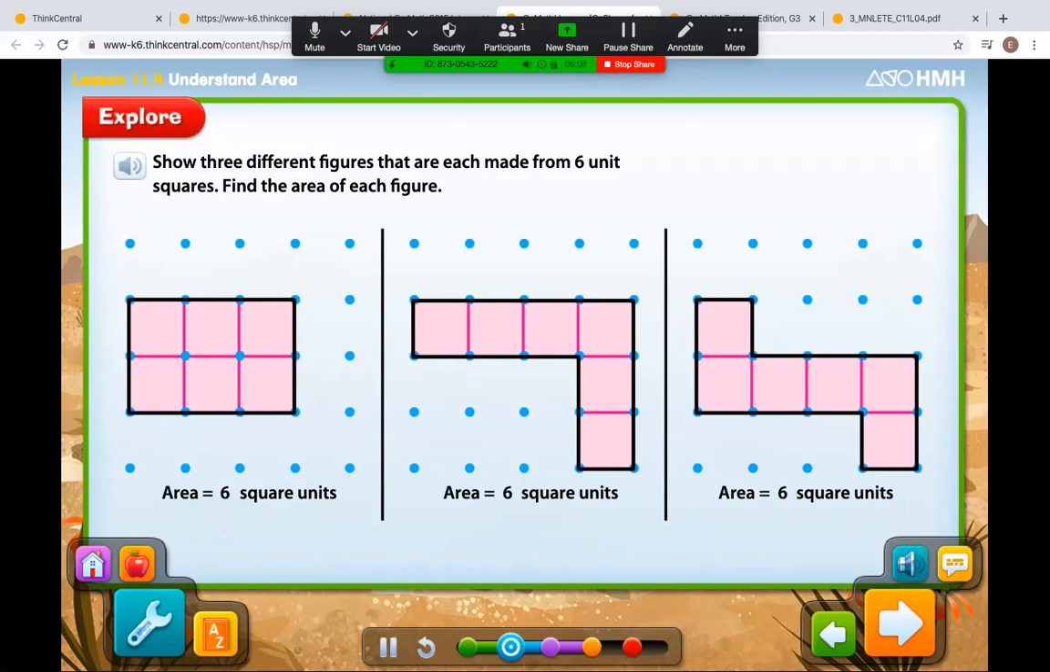How are the 3 figures the same? They have the same area. How are the 3 figures different? Their shapes are different. So some of you might be asking, how can different figures have the same area? Well, because the measure of the number of unit squares covering a figure is its area, you can rearrange the unit squares used in our figure to make a different figure, and the area will not change.